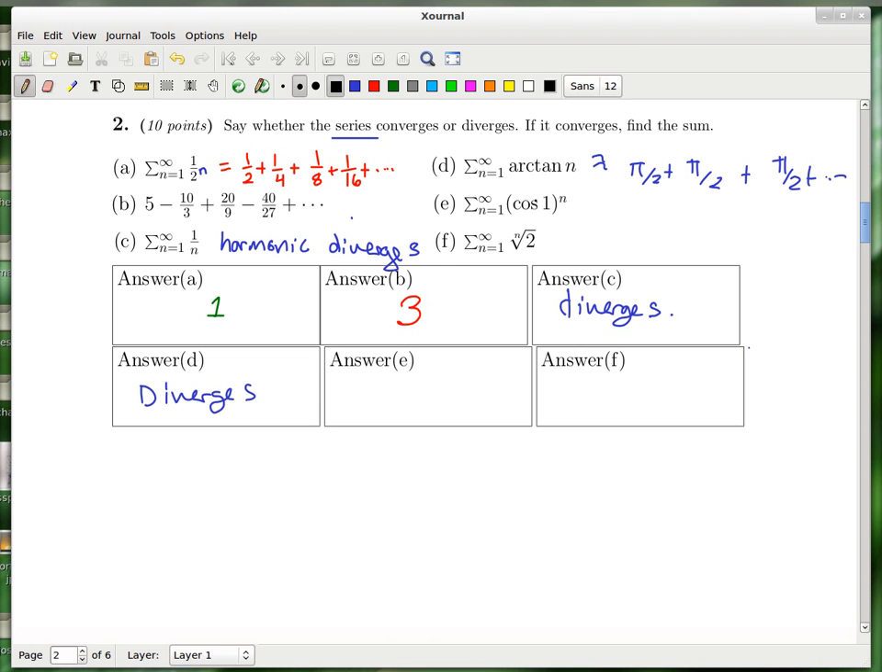Okay, so this one is maybe a little bit tricky. You see the cosine, and that makes you think, well, the values are bouncing around, but that's not what's going on here, because cosine of 1 is just some definite number, right? You could check that on your calculator. What is cosine of 1? You tell me. It's like 0.7 or something, right?